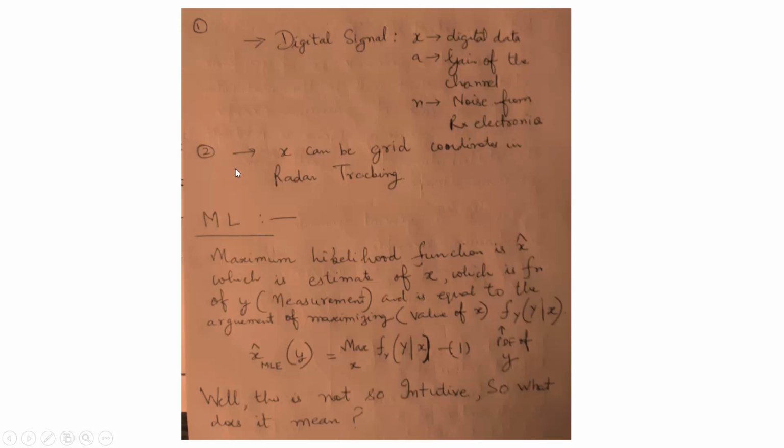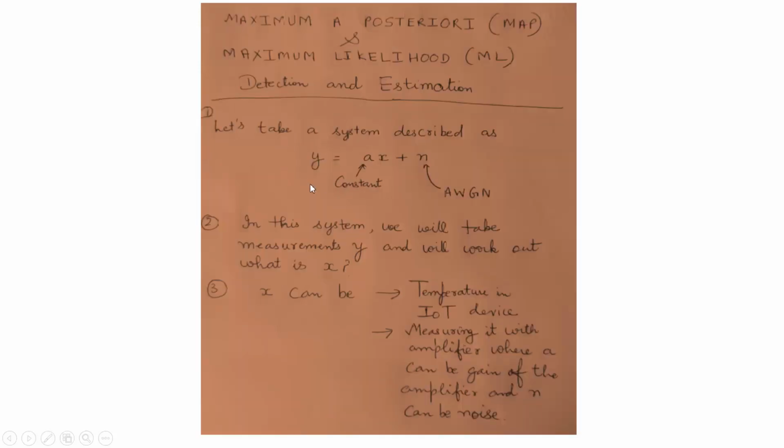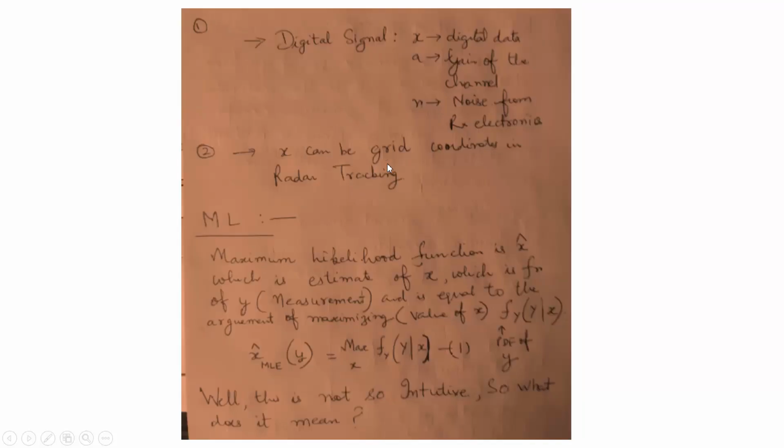Now, a third example: X can be any grid coordinates in radar tracking, where a particular object is located. So we can estimate the location of that particular object using radar tracking also, right? So Y are the measurements that we are doing, and X is what we want to estimate.